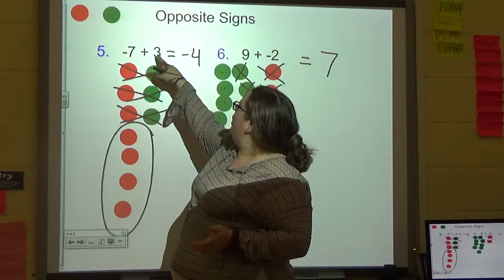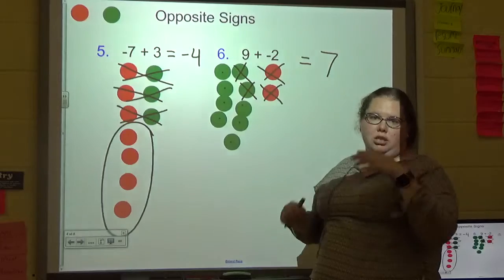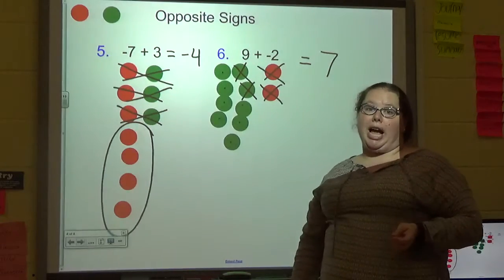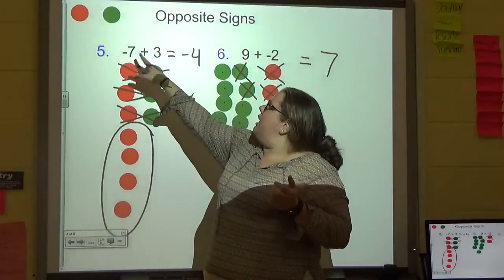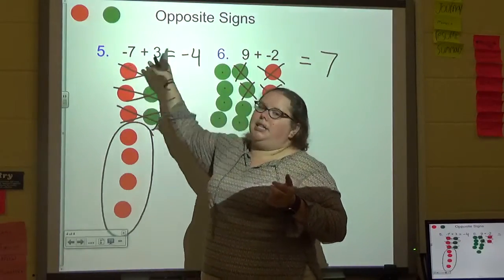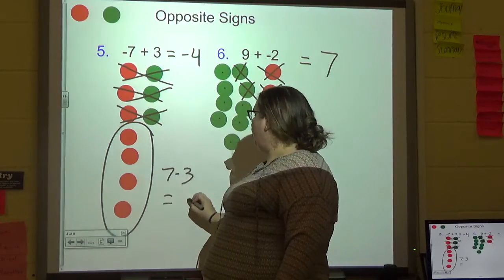Now what do you notice happened here? 7 and 3, and then our answer was 4. 9 and 2, our answer was 7. All we end up doing is subtracting. All we do is subtract. So if I see -7 and 3, they're opposite signs, I'm just going to subtract them. 7 minus 3 is 4.